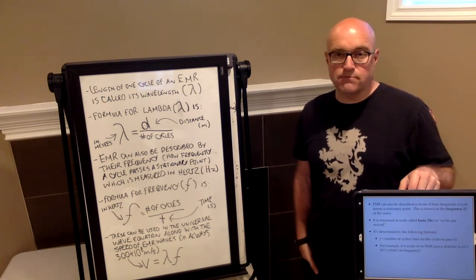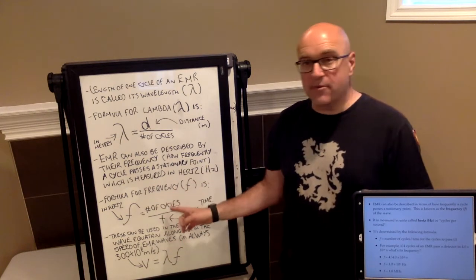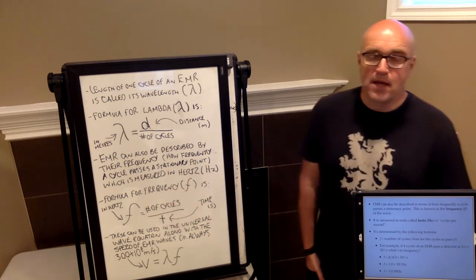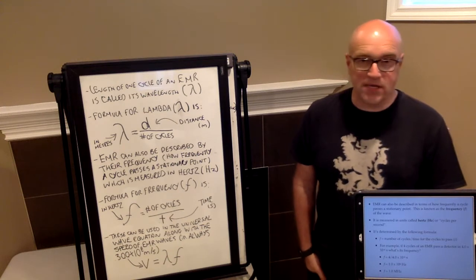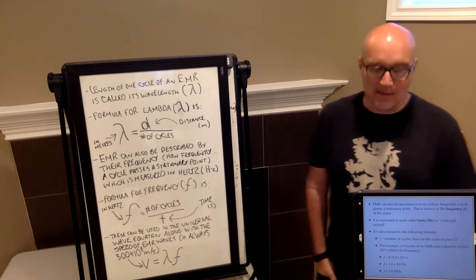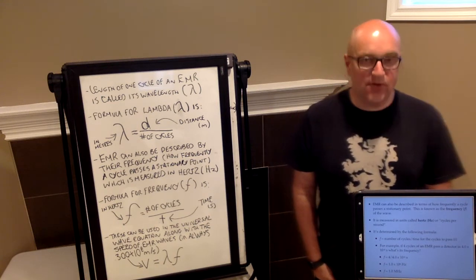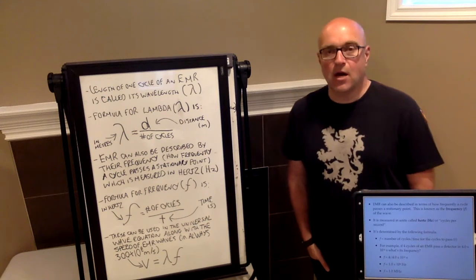Here comes the answer. I'm going to use my frequency formula. It's going to be the number of cycles on top, which is 4. I'm going to divide 4 by 4.0 times 10 to the negative 6 seconds. That is going to give me an f value of 1.0 times 10 to the 6th hertz.